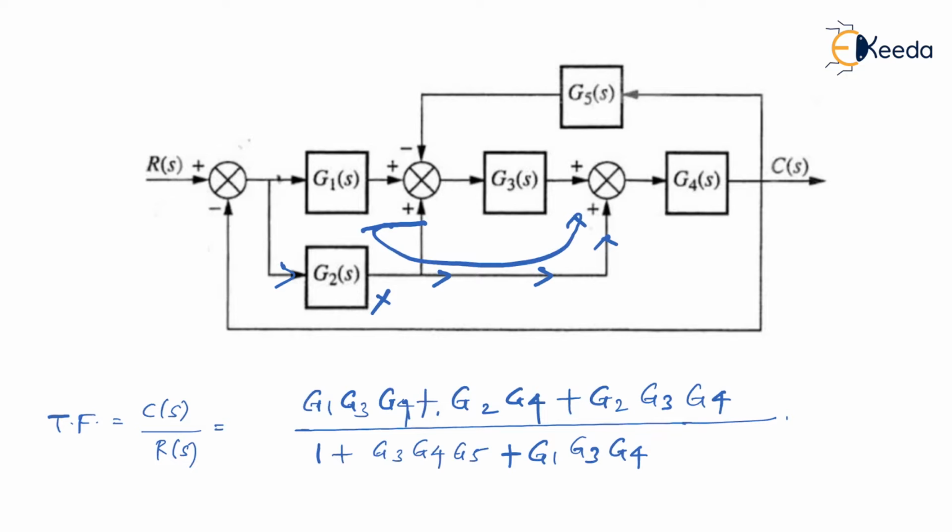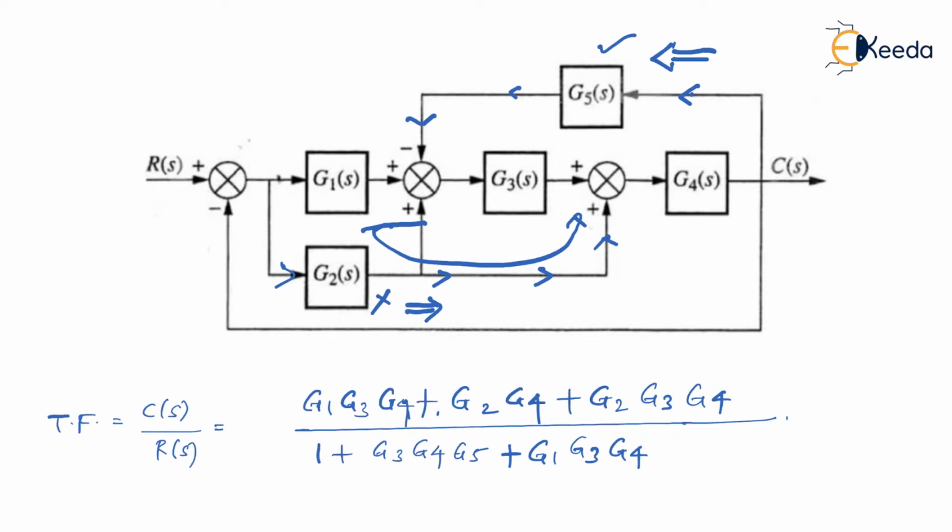Feedback is something like G5. As you can see, it is a valid feedback because it is coming from output towards input, or a block which travels from right to left. If you look at G2, it is traveling from left to right. So something which is traveling from left to right, that is from input to output, cannot be a feedback element.